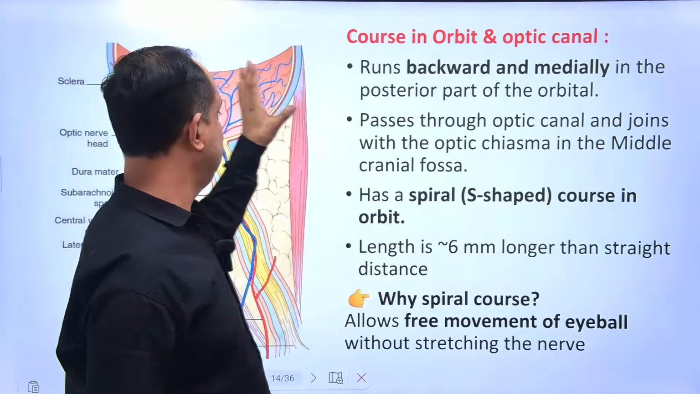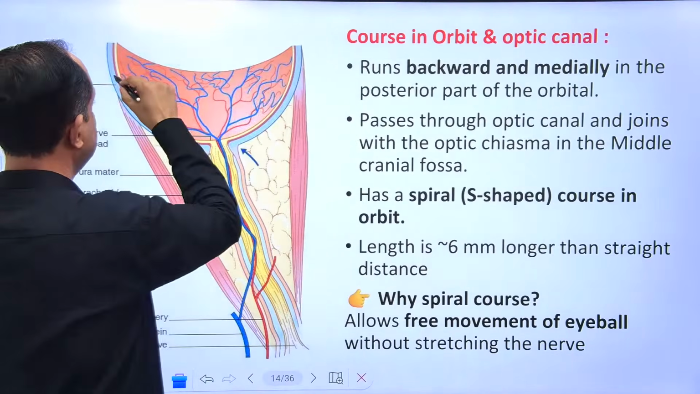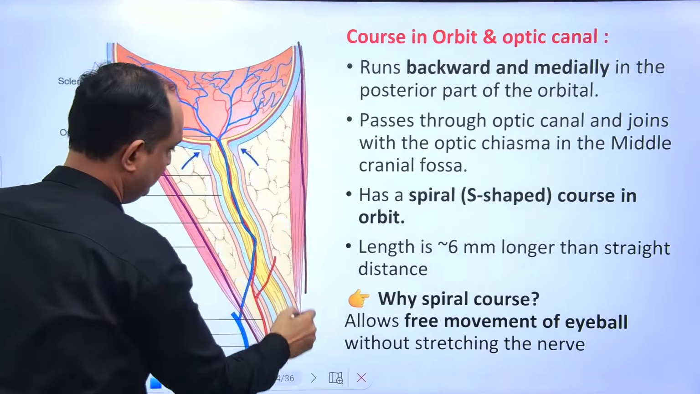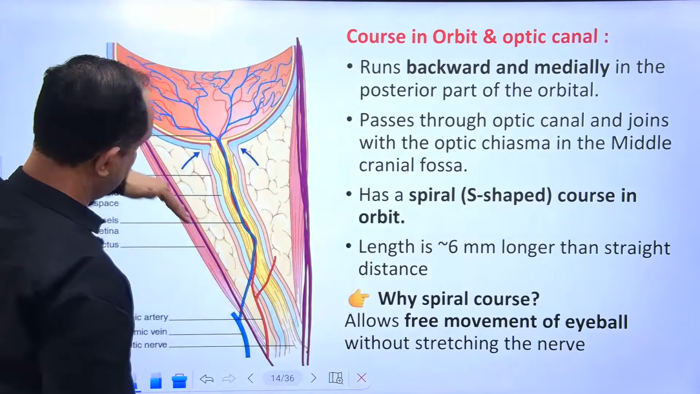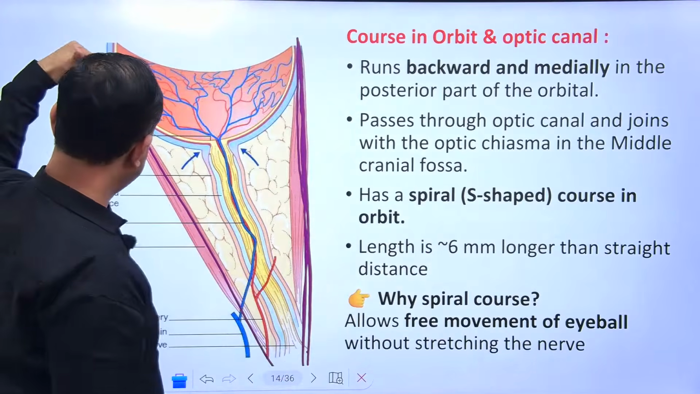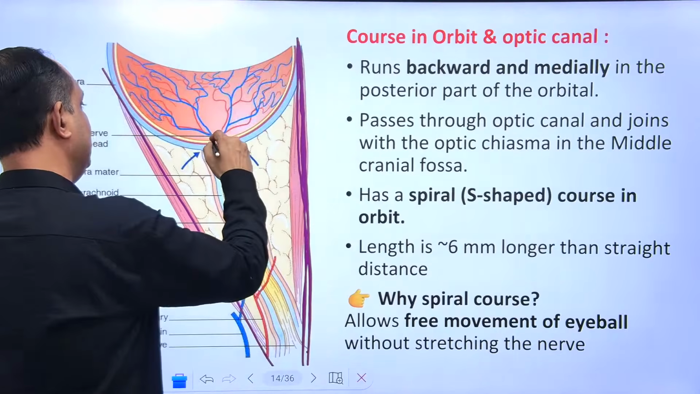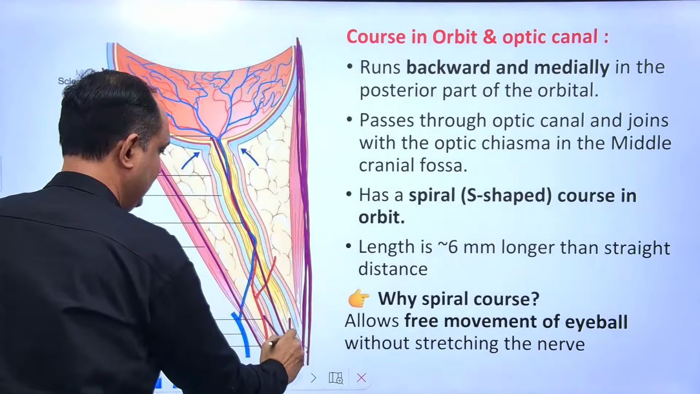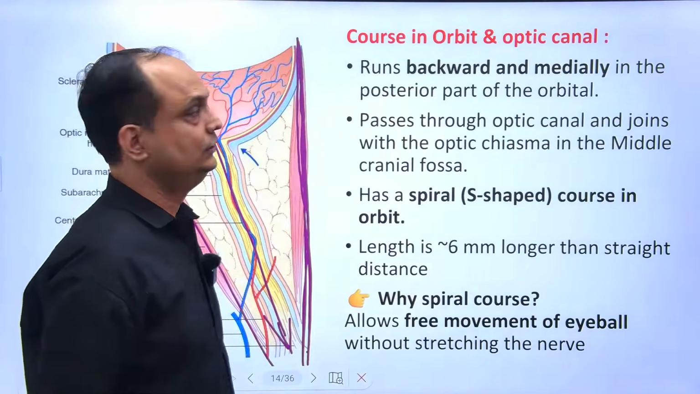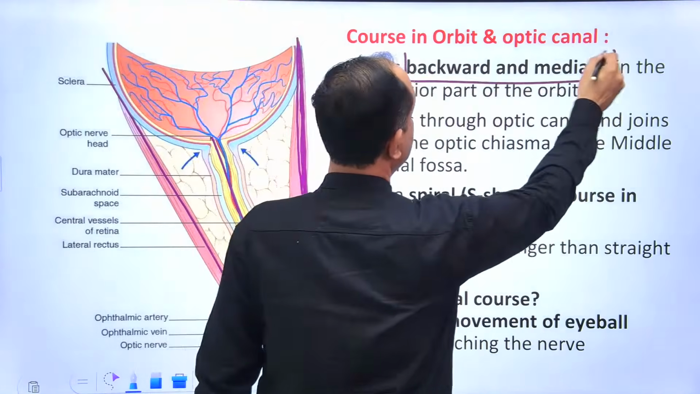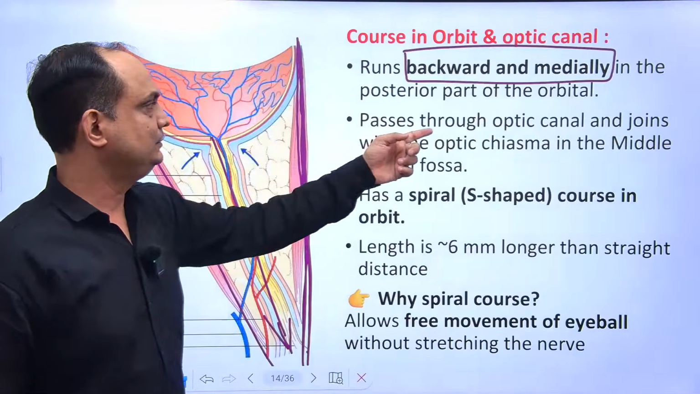Dear students, when you see this diagram, you can understand that this is your eyeball and this is your bony orbit. The bony orbit has a more straight medial wall and an oblique lateral wall. Because the lateral wall is directed medially, the optic nerve is also directed backward and medially towards the apex of the orbit. So the optic nerve runs backward and medially in the posterior part of the orbit. Clear? Now it passes through the optic canal.